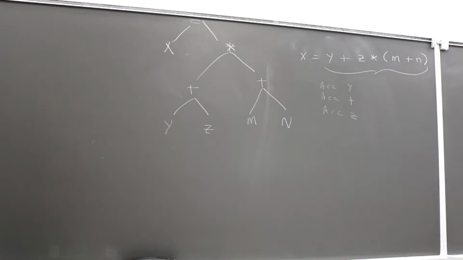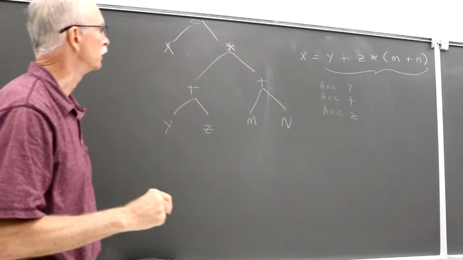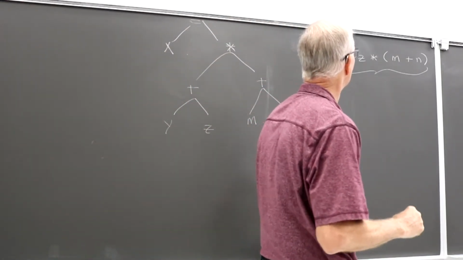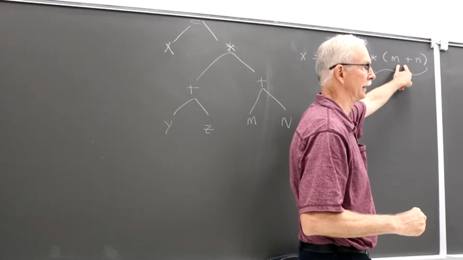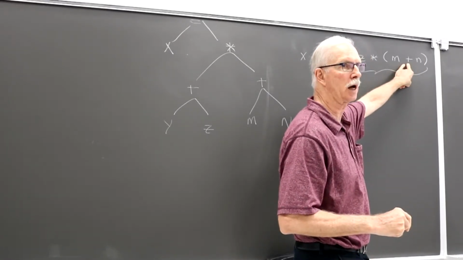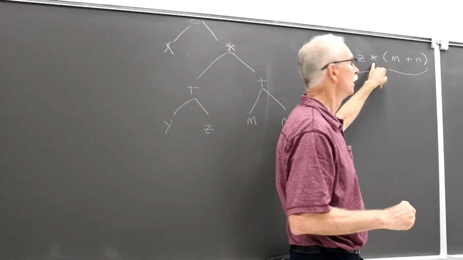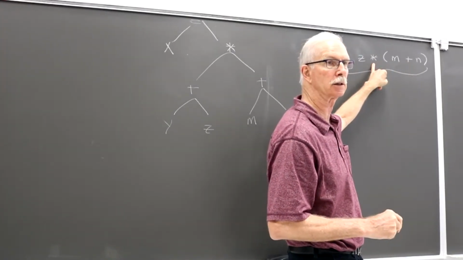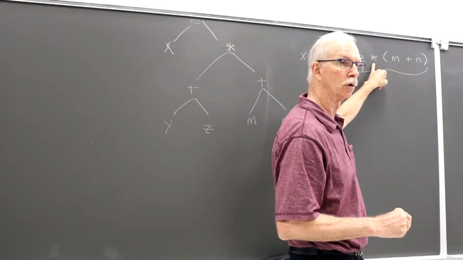And that's what I was trying to draw. And so what this parse tree does is capture the appropriate precedence. So it'll do this add inside of the parenthesis before it'll do that multiply. It does that multiply last.